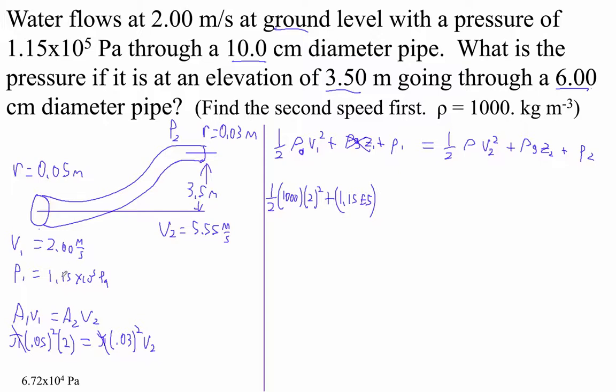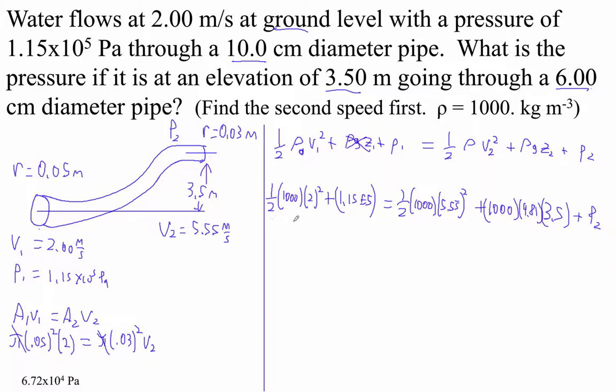That's this pressure 1, right? Is equal to 1/2 times 1,000 times 5.55 repeating squared. And don't round those things; type a bunch of 5s or maybe use the number on your calculator, right? Plus 1,000 times 9.81 times Z2, which is the 3.5 meters elevation. It's almost like these are easier because there are very few zeros here, right? And then plus pressure 2.